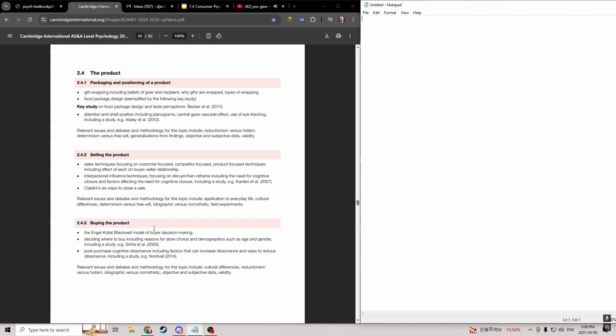The EKB model of buyer decision making includes also the idea of deciding where to buy, including the reasons for store choice and demographics such as age and gender. And this includes a study. We're not going to go over the study because it's not a key study. And then also post-purchase cognitive dissonance, including factors that can increase dissonance and ways to reduce dissonance, also including a study. So we have the EKB model of buyer decision making.